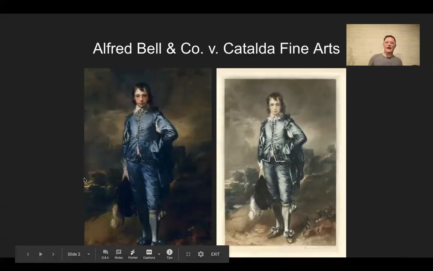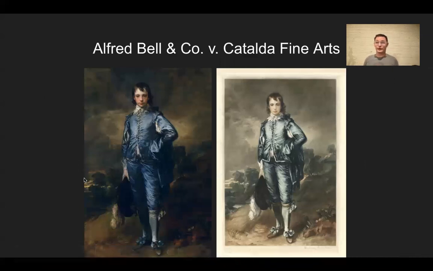So to begin with, in Alfred Bell v. Catalda, a really important Second Circuit case thinking about copyrightable subject matter and what aspects or elements of a work can be protected in the first place, the court looked at this situation where there's a very famous Thomas Gainsborough painting called The Blue Boy. It's actually in the Huntington Library in Los Angeles, and it's a very popular painting, highly in demand for reproductions.